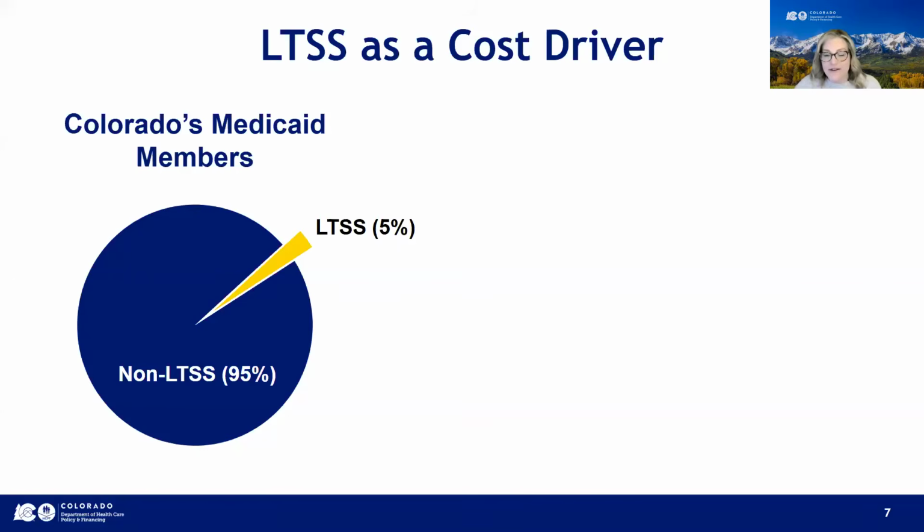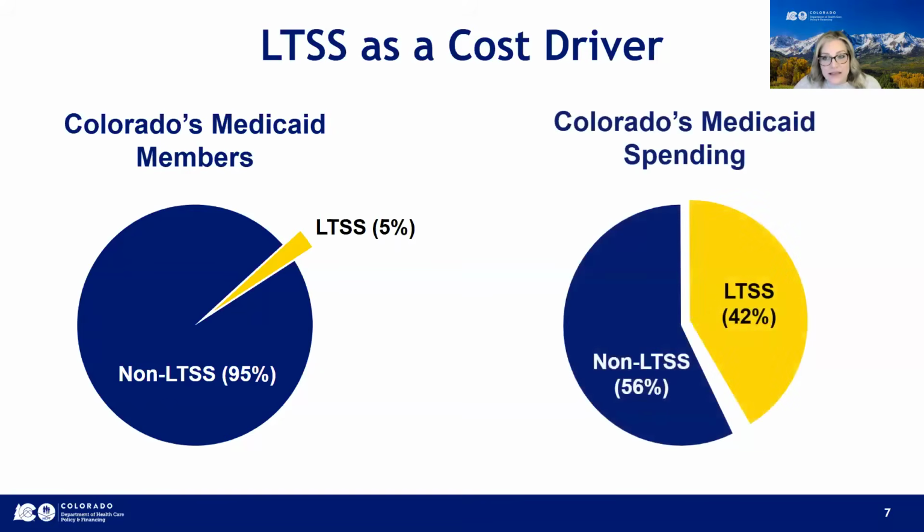Colorado's Medicaid budget is under intense pressure, after this year's significant reduction, and an essential driver of that pressure is long-term services and supports. LTSS costs are growing faster than state revenue due to rising enrollment, increased service intensity, and a higher cost of care. Without action, this growth is not sustainable. While LTSS serves only about 5% of Medicaid members, it accounts for roughly 42% of total Medicaid spending, whereas the remaining 95% of members account for 56% of spending.